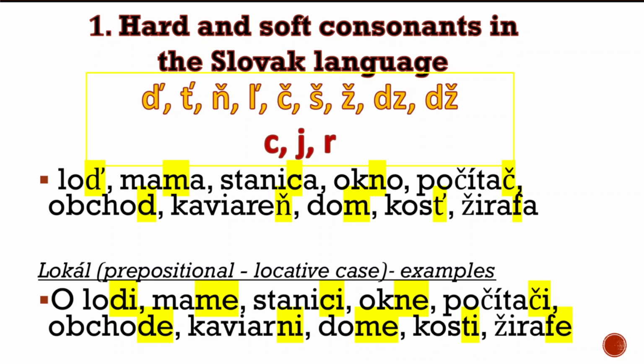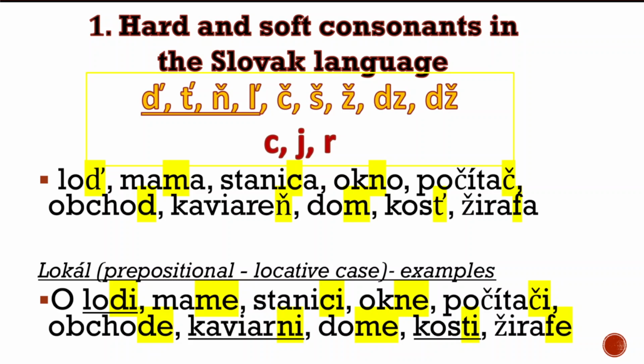O okne: N is hard, so the letter E follows N. O počítači: ch is followed by I. O obchode: D is followed by E. O kaviarni: N is soft, so I is following. O dome: E after M. O kosti: I after T. O žirafe: E after F.